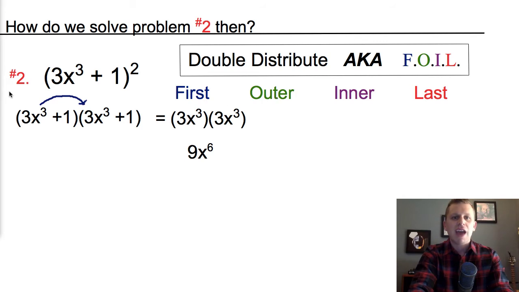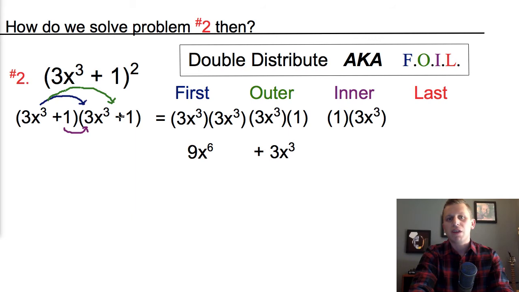Next, you multiply the outers, 3x to the third and 1. Those would be the ones on the outside, which I could maybe designate with an arrow like that. 3x to the third times 1, or anything times 1, is just itself. Then you'll multiply the inner terms. The inners are 1 and 3x to the third.